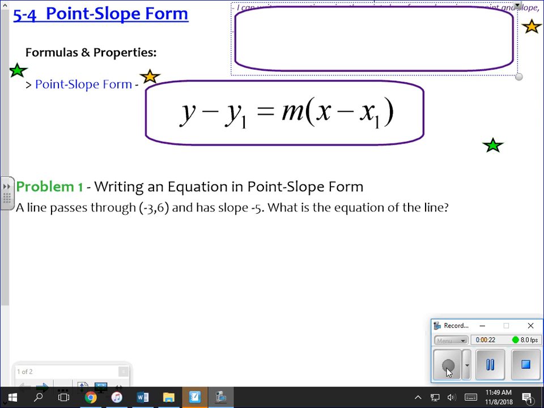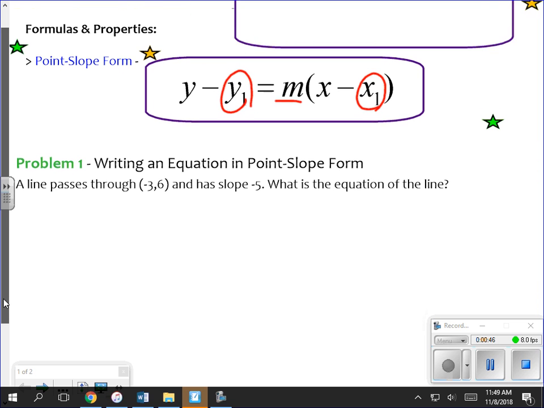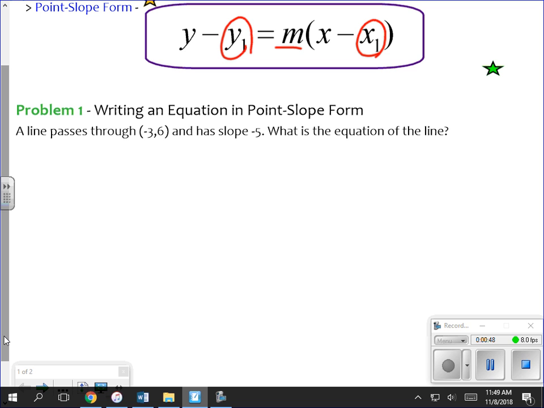y minus y1 equals the slope times x minus x1. This is your y-coordinate, your slope, your x-coordinate. Everything else stays exactly the same whenever you're writing the equation of a line. So, for example, in problem number 1, writing an equation in point-slope form, I'm going to have y minus blank equals blank times x minus blank, and I fill in the blanks with my x and y coordinate and my slope.